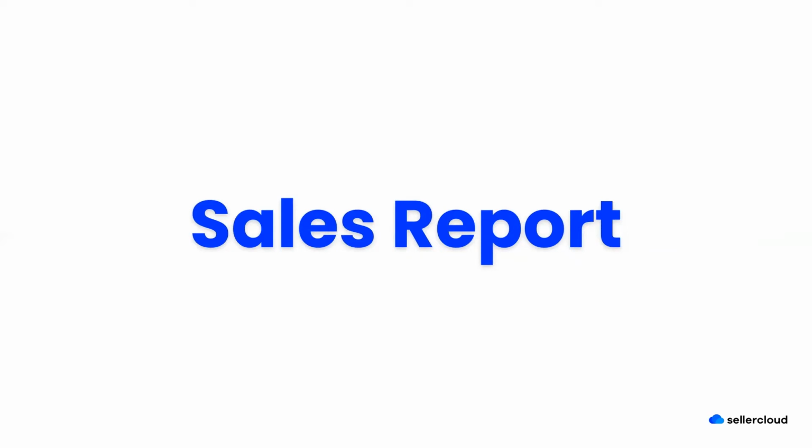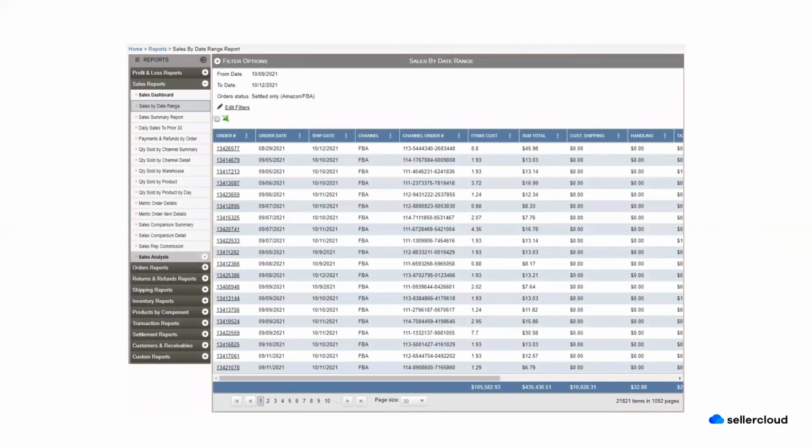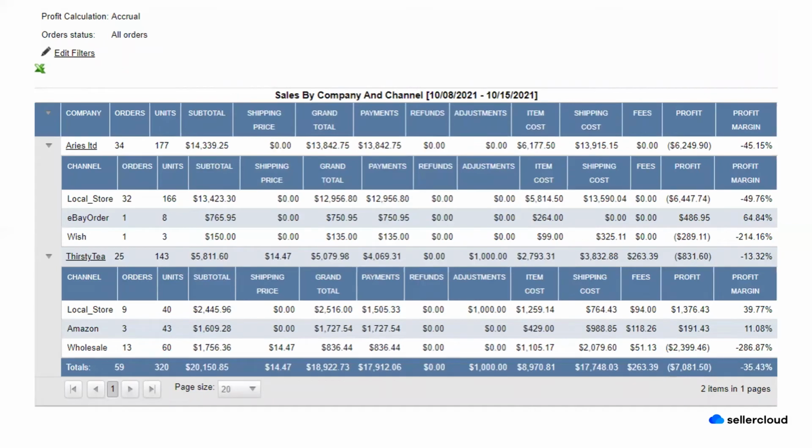These differ from the profit and loss reports you just saw because these reports focus on giving you performance-based metrics such as gross sales, quantity ordered, and number of orders rather than the focus on a profit and loss breakdown. The first report we have here is the sales by date range. This is a great report for getting you the basic data you need for the orders within a certain date range. Next, we have the sales summary report.